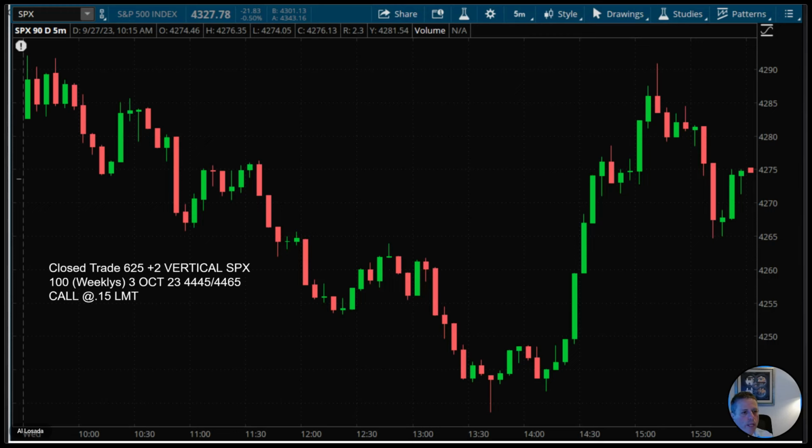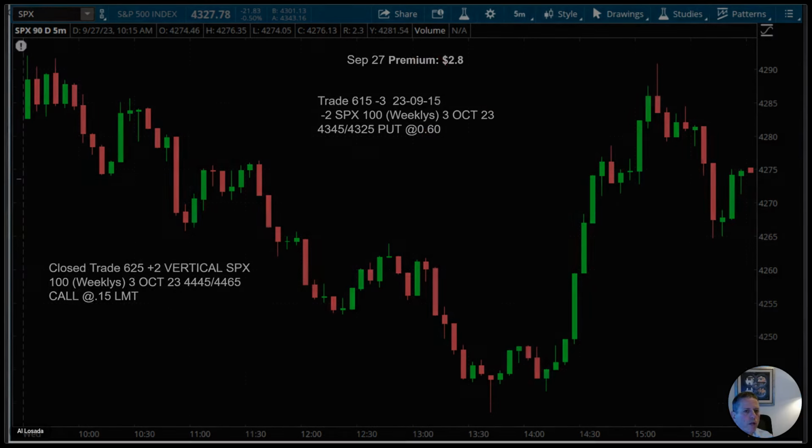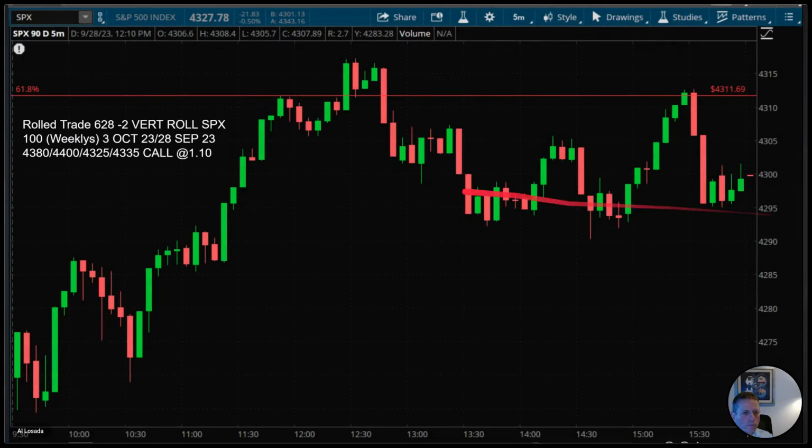So now we had a closed position for 15 cents. And then we put on a put spread for 60 cents. And now we have $2.08, basically. So now we rolled the trade here and received $1.10 for this position. And basically what we did is widened the spread here for that.